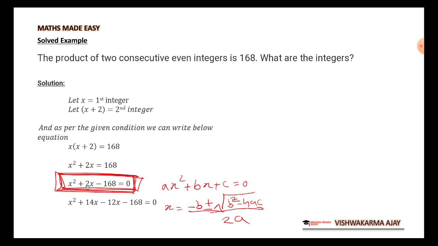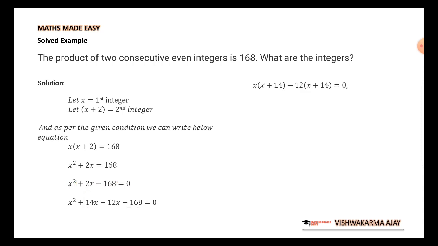I see that b is plus 2, c is minus 168 and a is 1. I'm going to find two numbers that when I multiply each other should give me minus 168, and when they are added or subtracted should give me plus 2. So the numbers are 14 and 12. If you multiply 14 with 12 you will get 168. 14 minus 12 is only 2. So my numbers are 14 and 12.